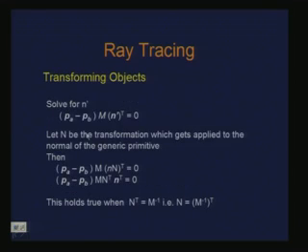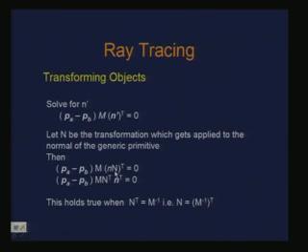So, basically we are looking for the solution for n prime. Now, let us say I define capital N to be the transformation required from the normal n, which was for the object that was not transformed, to n prime, which is the normal of the transformed point. So, this is the transformation capital N. I am just substituting here, instead of n prime, n times capital N.